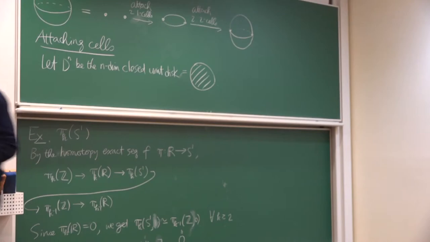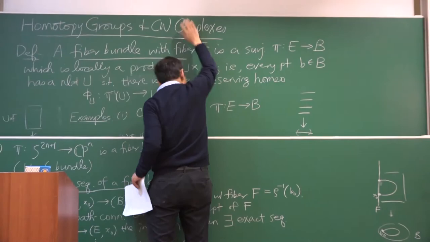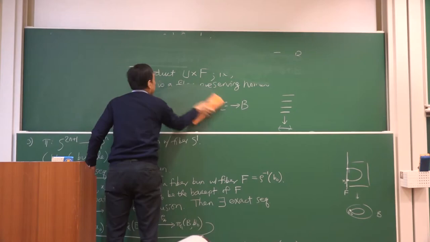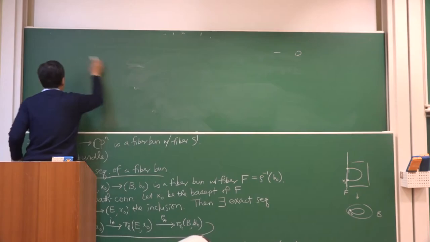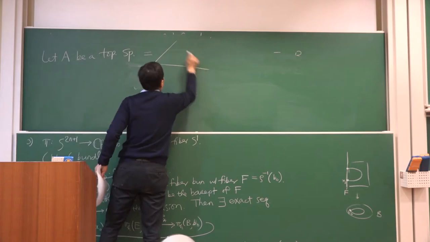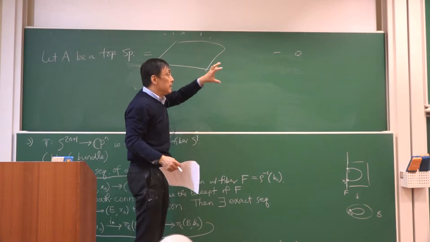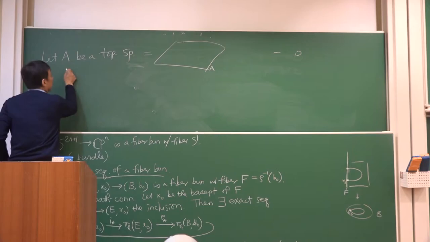Now I come back here. And I'm going to attach it to a topological space A. That's A. So I take that disk and I attach it here. When I attach an n-disk, I'm actually just gluing the boundary of the disk. So I need an attaching map, phi. An attaching map goes from the boundary of D^n to A.